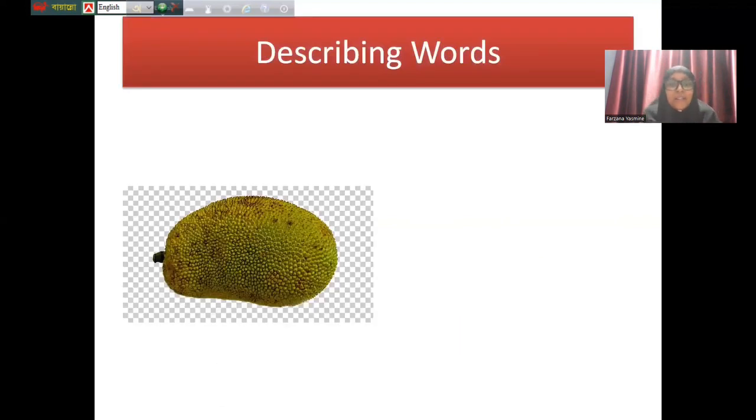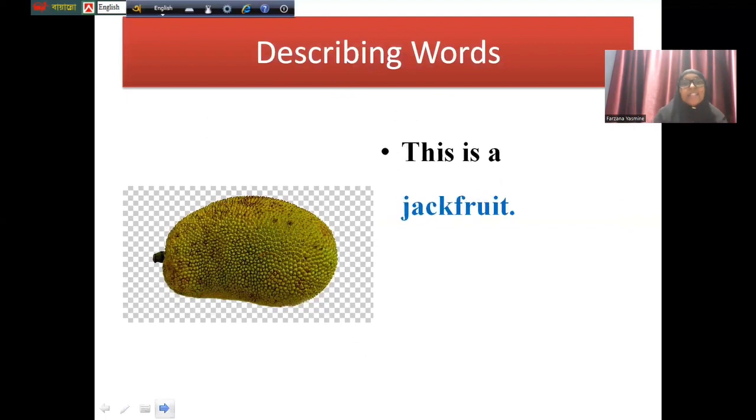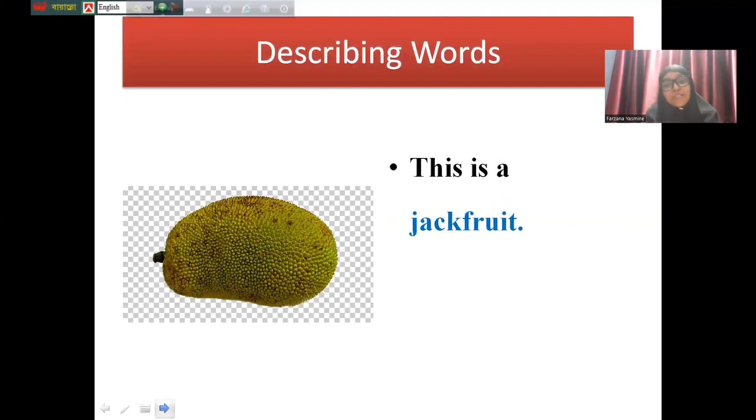Now, most probably it will be the last picture. You see, do you like this? What is it? Yes, this is a jackfruit, our national fruit, right? This is the jackfruit and it's a fruit. It's a fruit.